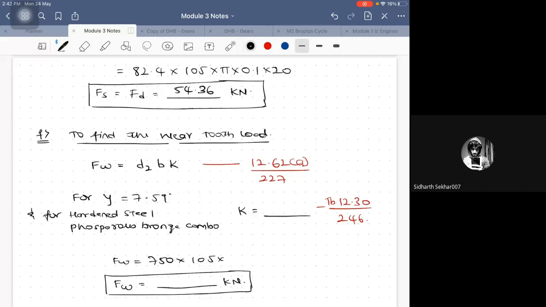The only unknown in this particular segment is the value of K. And you can get this load stress factor, the value of K, from the table number 12.3, page number 246. There you'll have two columns based on the lead angle and for the different types of materials combination. Here it is hardened steel and phosphorus bronze combination. So for the hardened steel and the phosphorus bronze combination, and for the value of gamma 7.59, what is the load stress factor? If you get that, you'll get the value of K.